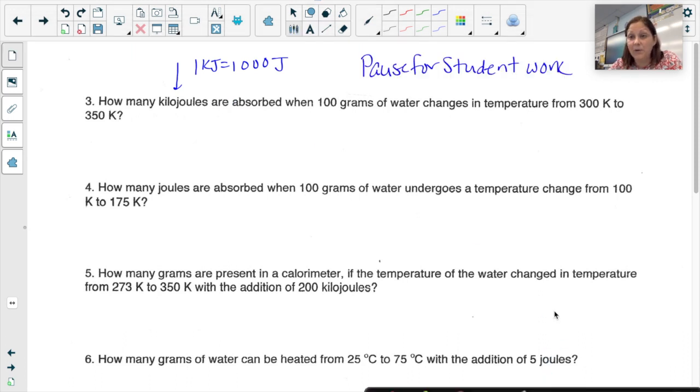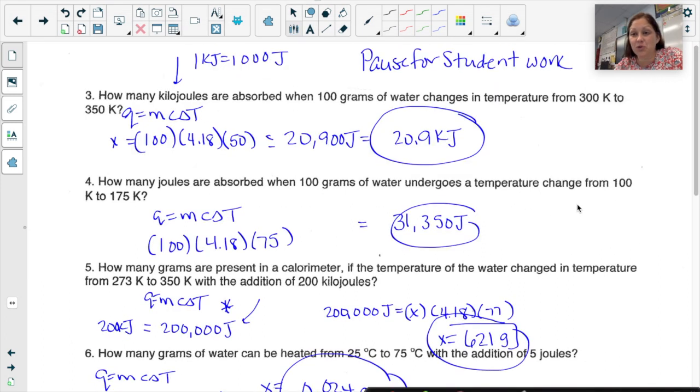And now what I'm going to do is pause the video, and everybody should be working independently on these questions. Follow the formula, plug in what you can, use your calculator, write down your answer, and at the end of a certain amount of time, we will go over these questions and at least put the answers up together.